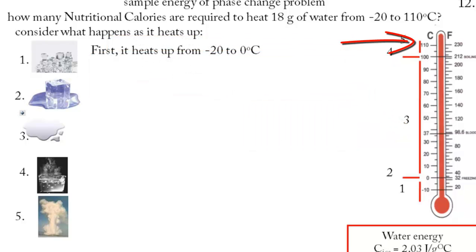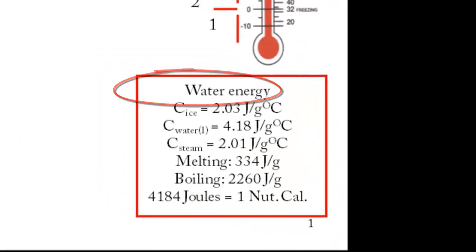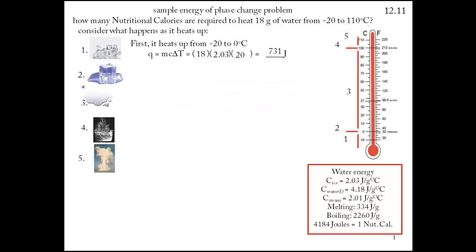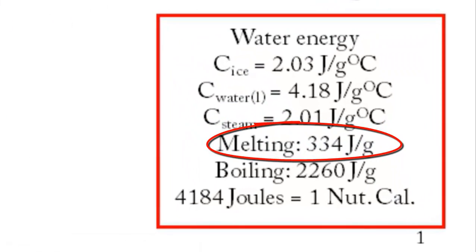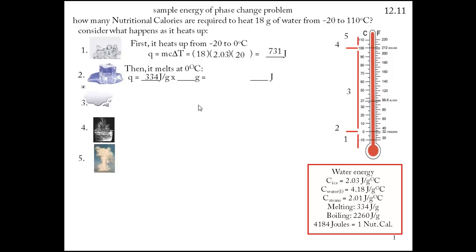To go from minus 20 to 0 degrees Celsius, we can apply Q equals mc delta T, and we know what the mass is, we know what the specific heat is, but make sure you choose ice. And we know that the change in temperature is 20 degrees Celsius, 700 joules. Fine. It's then going to melt. That takes 334 joules per gram, am I right? Let's see. Yeah, 334 joules per gram, 18 grams. Wow, took a lot more energy to melt than it did to get up to the melting temperature.